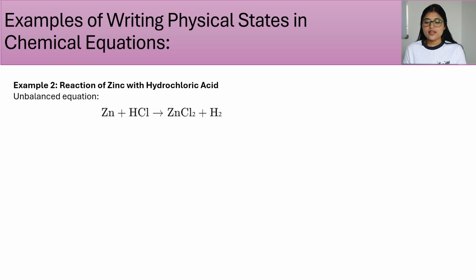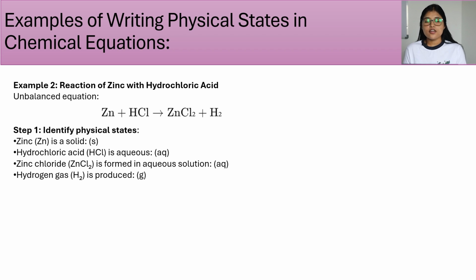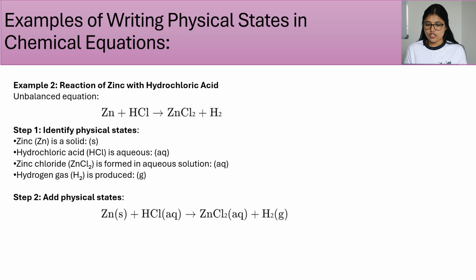Let's take a look at another example of writing physical states in chemical equations and balancing them. Here I am taking an example of reaction of zinc with hydrochloric acid. Zn plus HCl gives me ZnCl2 plus H2, that is zinc chloride and hydrogen gas. Now let me identify the states first. Here zinc is a solid, hydrochloric acid is an aqueous solution, zinc chloride is formed in the aqueous solution form and hydrogen is a gas. Now upon adding these physical states, the equation looks like this.